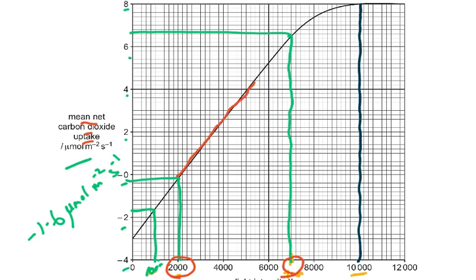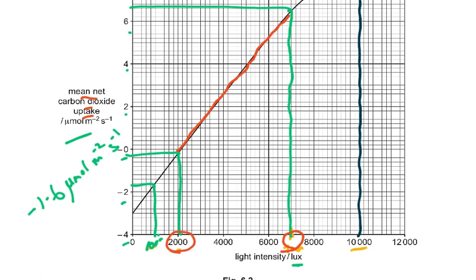The rate of photosynthesis is increasing, and it's constantly increasing. So what is on the x-axis? Light intensity is the limiting factor. So as light intensity increases, rate of CO2 uptake is increasing. Give me a data quote: 2000 lux is minus 0.2 and 7000 is 6.5 micromole per meter square per second. You have to give me the units every time.